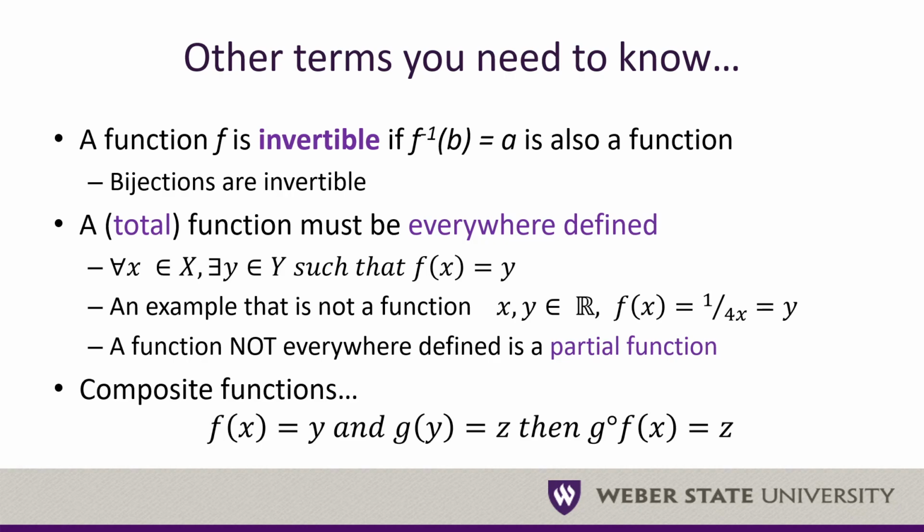And then finally, our composite functions, we looked at this last time. It just means that I figure out what f of x is, and then I plug it into g. And that gives me a value from the second codomain, or the second range. So whatever's on the right of the circle is what's applied first. And if I have a bunch of them, then I'm just applying them in order.